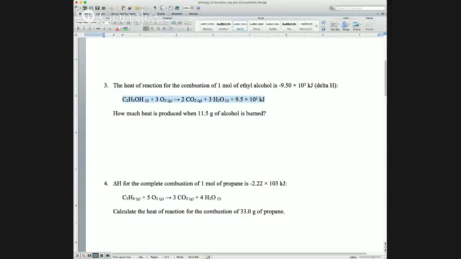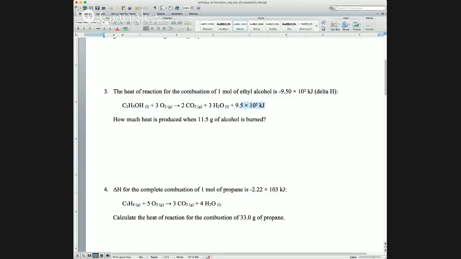So when you write the reaction here, they wrote plus 9.5 times 10 to the second, okay? So that is just that other way of doing it. Remember, this is not my favorite way of doing it, but this is also a way that you could show the amount of energy produced by the reaction. So we have combustion of a mole of ethyl alcohol. So how much heat is produced when 11.5 grams of alcohol is burned? Okay, we can do that. Because this right here is the amount of energy, that's kilojoules, that's in the combustion of 1 mole. There's a 1 in front of this ethanol right there.